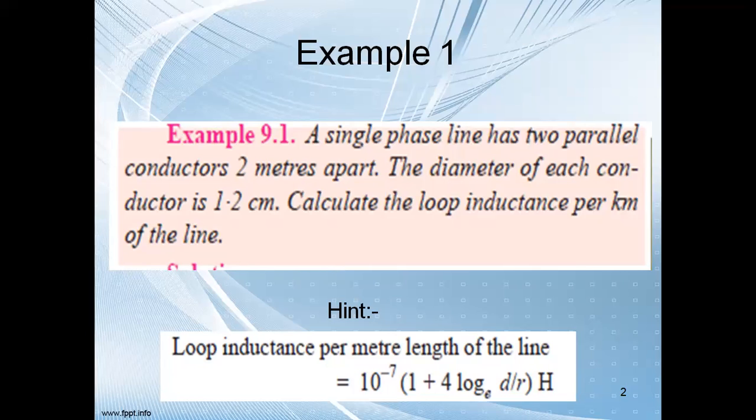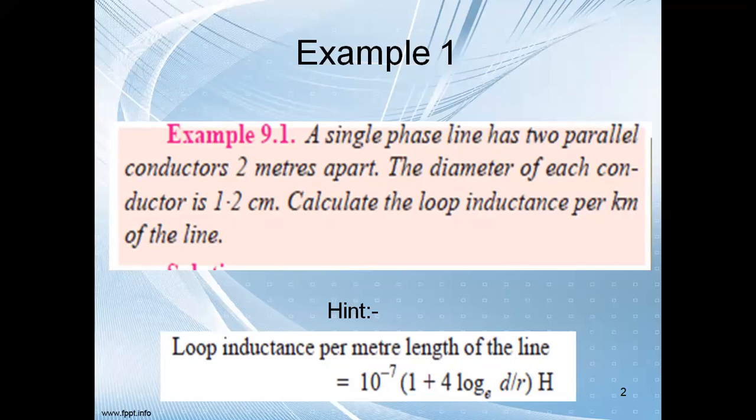The first example is a single phase line that has two parallel conductors 2 meters apart. The diameter of each conductor is 1.2 centimeter. Calculate the loop inductance per kilometer of the line. The distance between the two parallel conductors is 2 meters and the diameter of the conductor is 1.2 centimeter. Now you calculate the loop inductance.